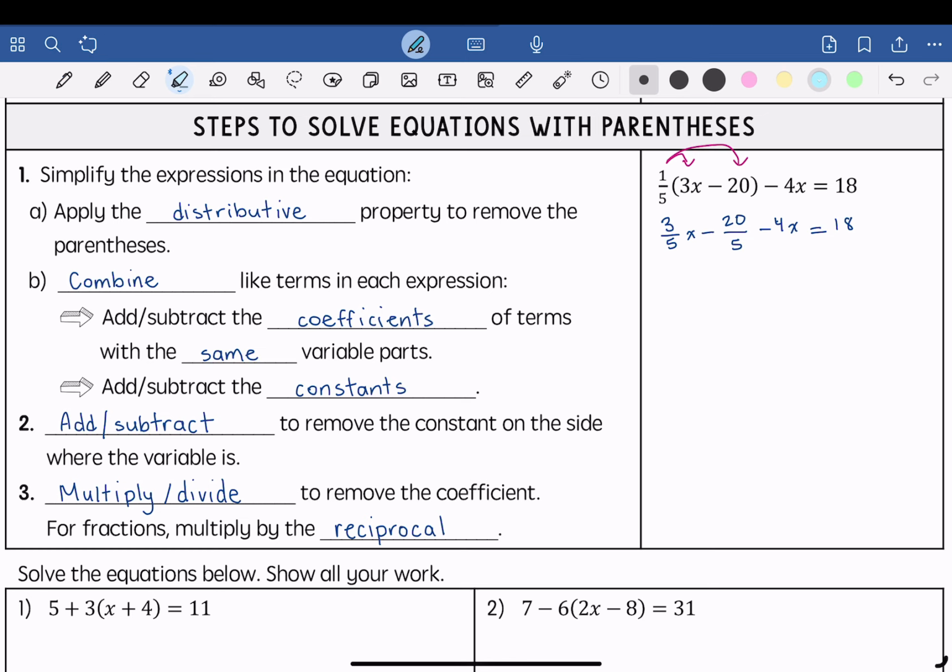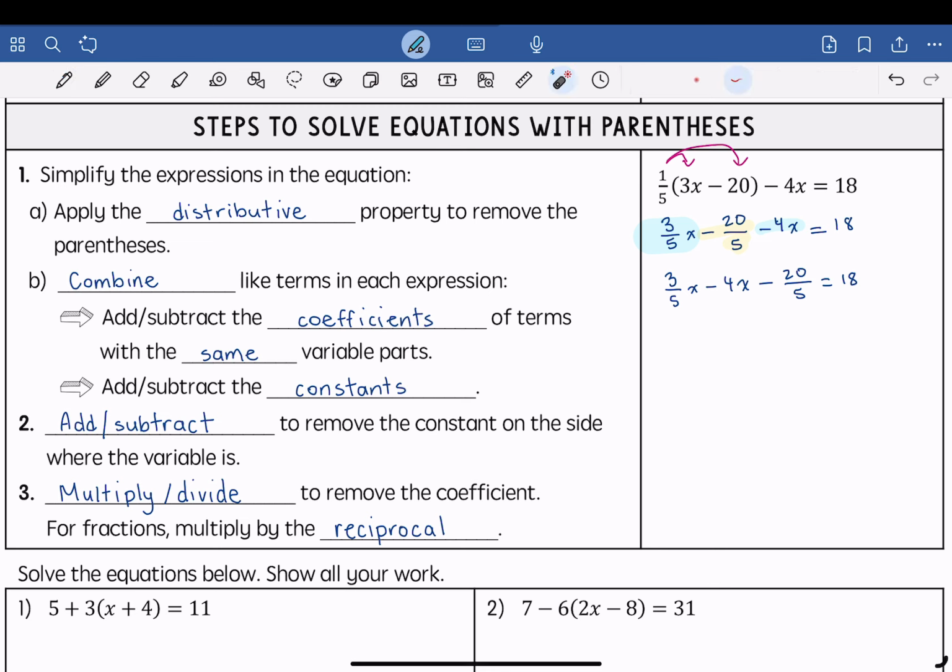So I have 3 over 5x and negative 4x, and then my constant, negative 20 over 5, and that's it on this side. We're not going to add or subtract or combine with the terms to the right. We're just simplifying one side at a time. So I'm going to rewrite that by grouping the like terms. So 3 over 5x minus 4x and minus 20 over 5 equal to 18.